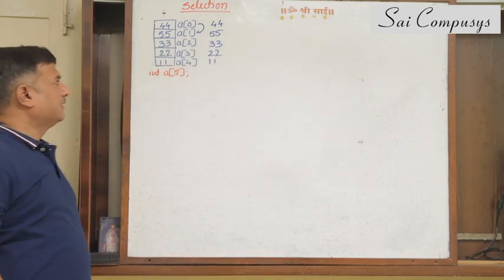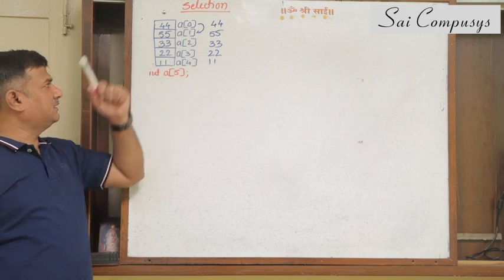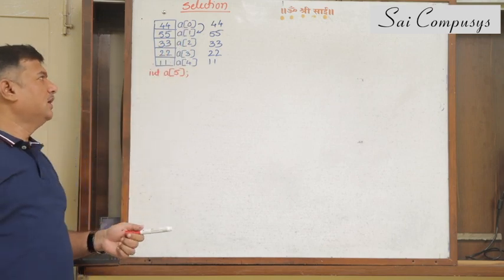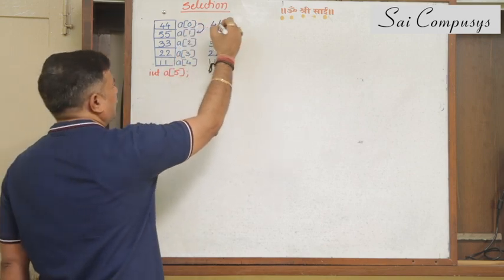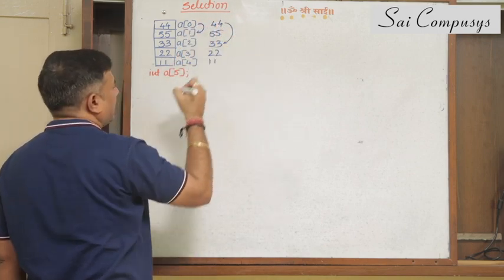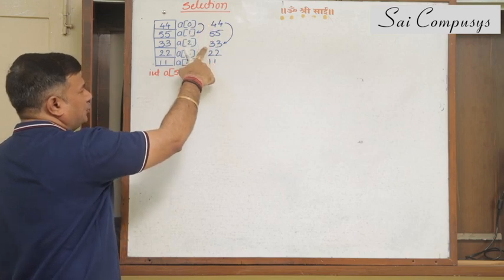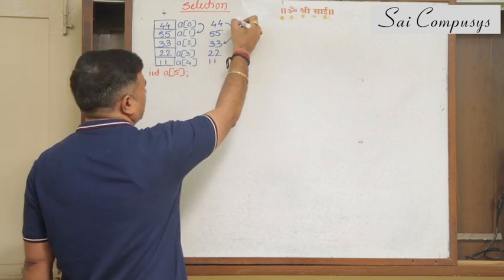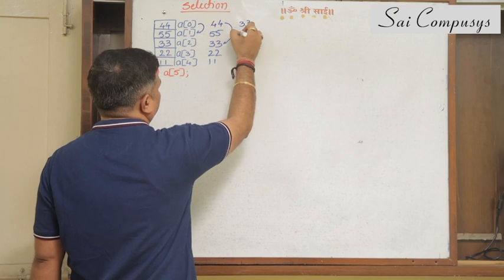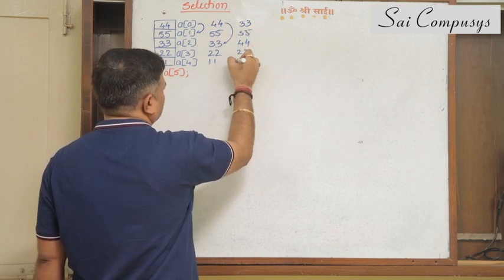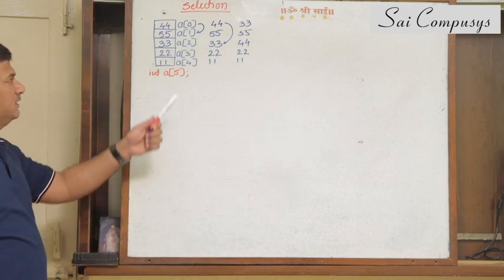Now, guess what to do next? I have selected the 0th element and compared it with the first element. Now the same selected element must be compared with A of 2. If A of 0 is greater than A of 2, I need to interchange them so that I will be getting 33, 55, 44, 22, 11. See what I have done?